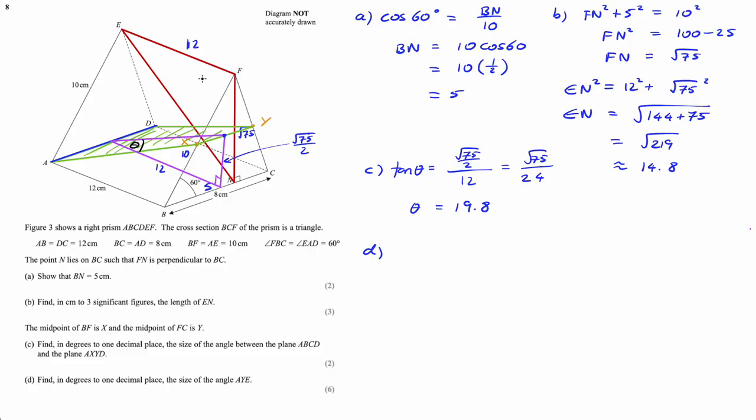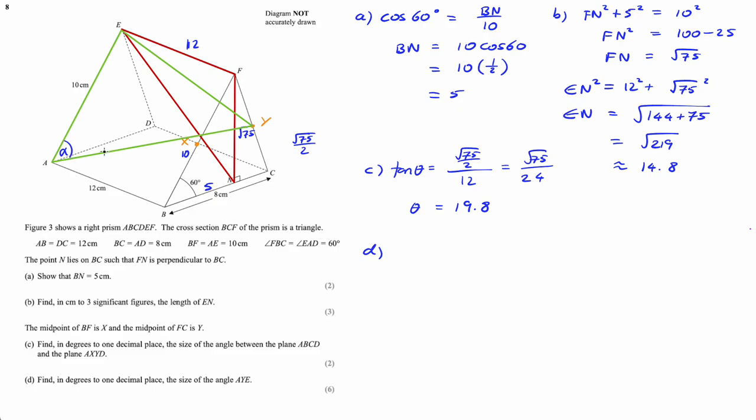So AYE. Okay, I'm going to, guys, get rid of some of this stuff. So let's get rid of this. Let's get rid of this. AYE. Okay, let's get rid of that. Okay, I'll go from A to Y to E and down here. Okay, this is not a right angle triangle, guys. We're trying to find an angle here. Let's call it alpha.